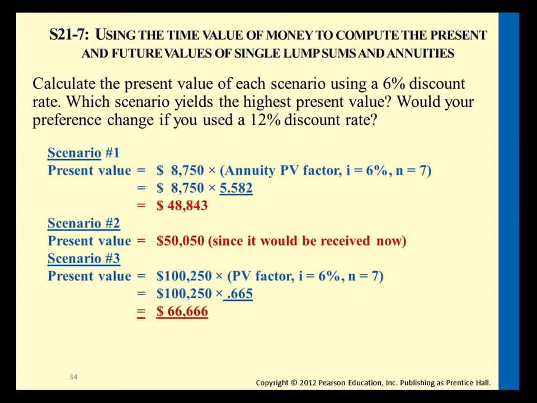All of these things, what you are doing here, you're calculating what it would be right now in today's amount. The first scenario is 48,843. Second is 50,050. And the third is 66,666. I would not go with the third one just because it's weird numbers. All right, so we're choosing the third one, obviously, right? All sixes. Cool.